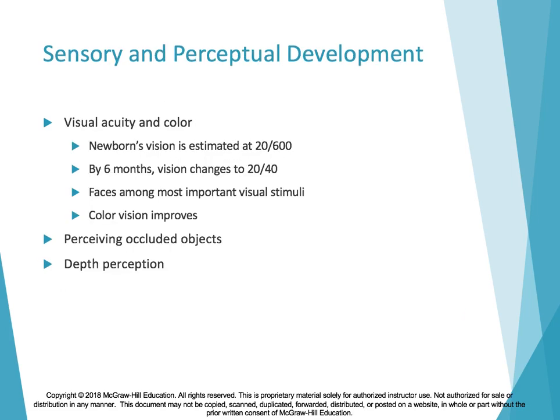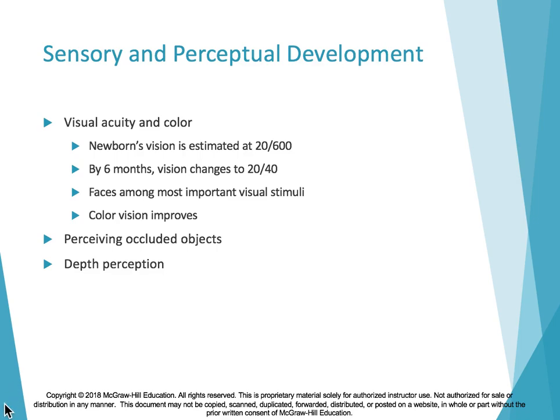Visual acuity. The newborn's vision is estimated at 20/600, which is really bad. I think that's even worse than my vision, but I really can't remember what my vision is without glasses. But by 6 months, their vision changes to 20/40. So there's a rapid change, if you think about it, in 6 months, the vision from 20/600 to 20/40. So you can tell that it's gradual, but it's kind of rapid.